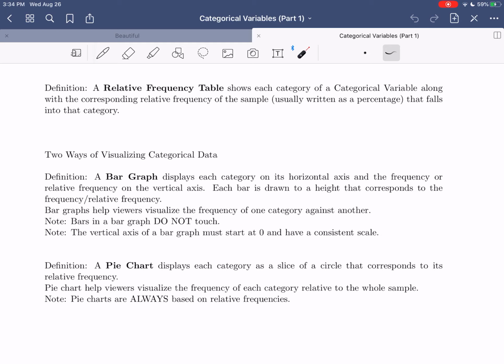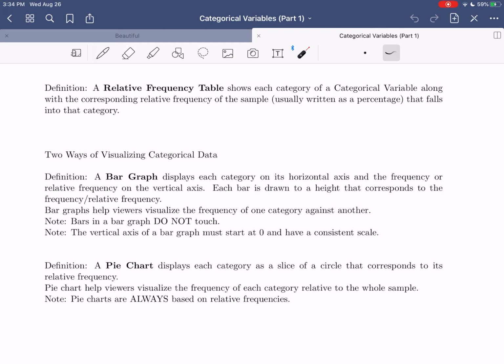The second note that I want to make is about the vertical axis of a bar graph. Some people would say that the bar graph is a vertical display of information. All the information you're getting visually comes from the verticality of the diagram. So the vertical axis of a bar graph must start at 0. You have to start it from 0 and have a consistent scale up. And we'll see that in a moment when we actually get to our example.